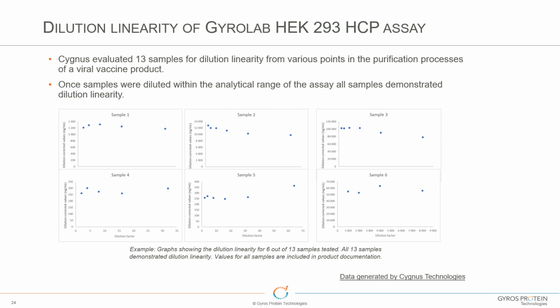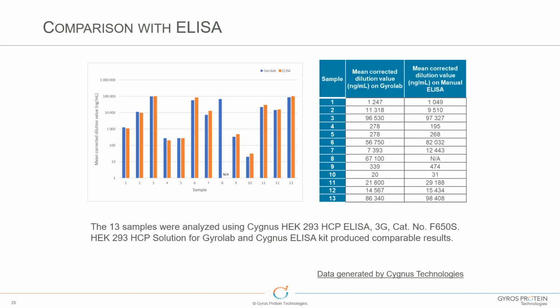Yeah. As mentioned, the Gyrolab solution for HEK 293 is correlated against the ELISA. So in this case, they've taken samples and measured and compared it against the Cygnus HCP ELISA kit, and you can see that the Gyrolab results correlate very well, which gives you confidence, particularly if the customers are already using the ELISA in the lab. So it allows them to change methods or correlate with methods.